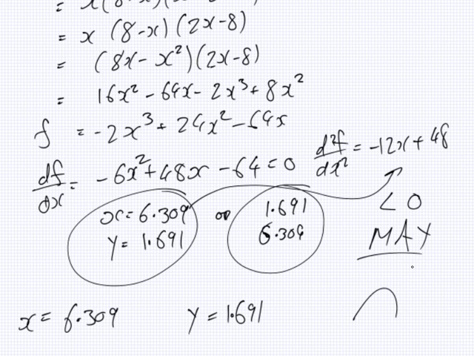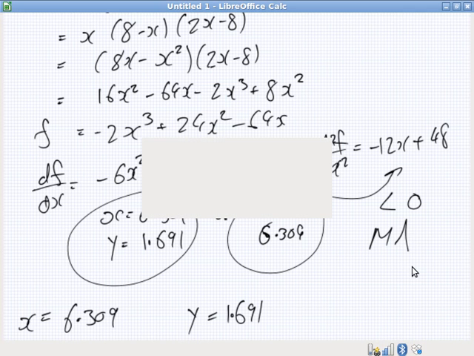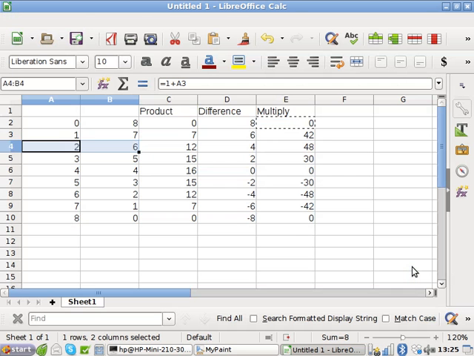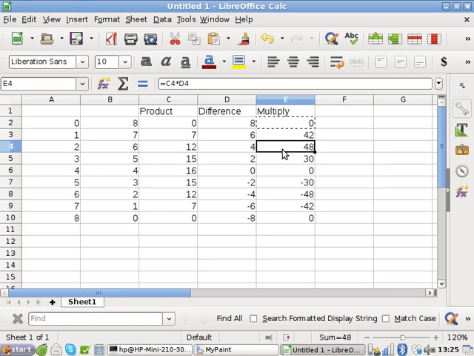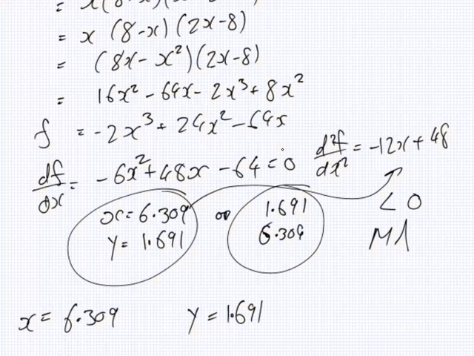So the answer is 6.3 and 1.6. But what did I say the answer should be near? I said in my spreadsheet here, it looks like the maximum happens at around about 6 and 2. So this first gave me a rough answer, and now I have an exact answer. This will make the maximum multiplication of product and difference then.